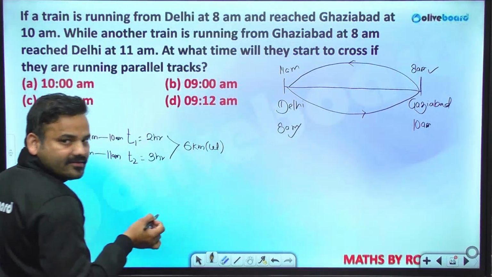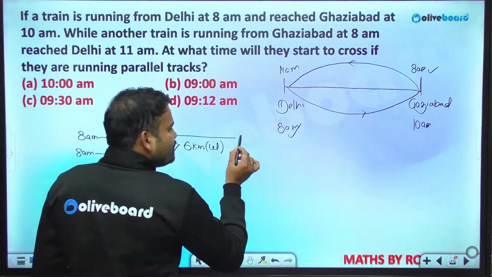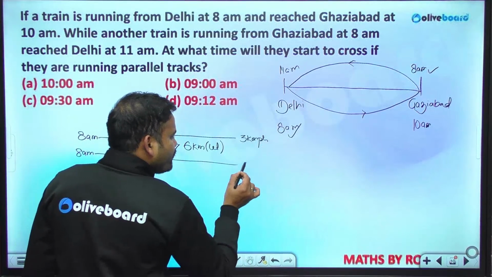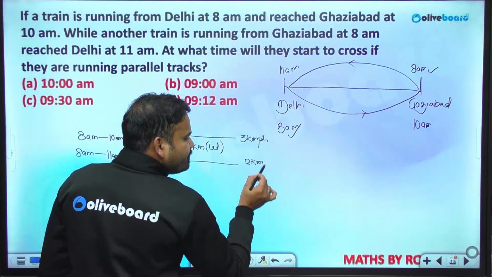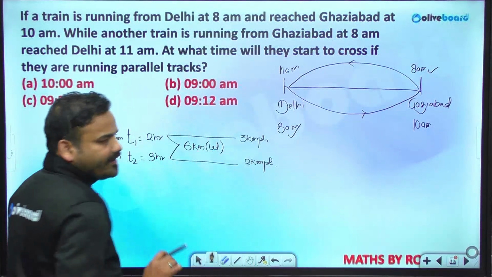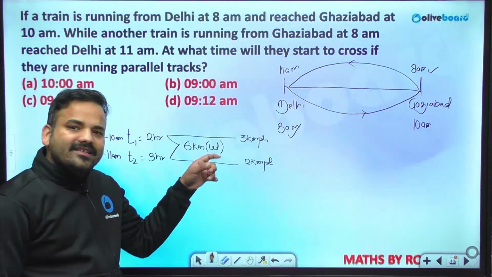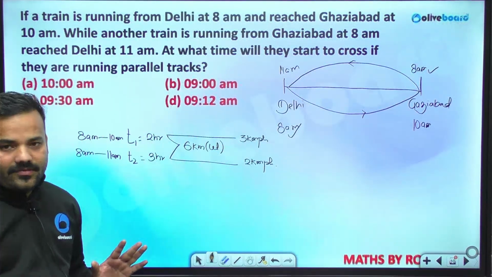So the speed of the first person is 3 km per hour and the speed of the second person is 2 km per hour. So this is not the perfect speed. This is not the real speed. You won't be able to calculate the entire distance and the speed in this particular question.